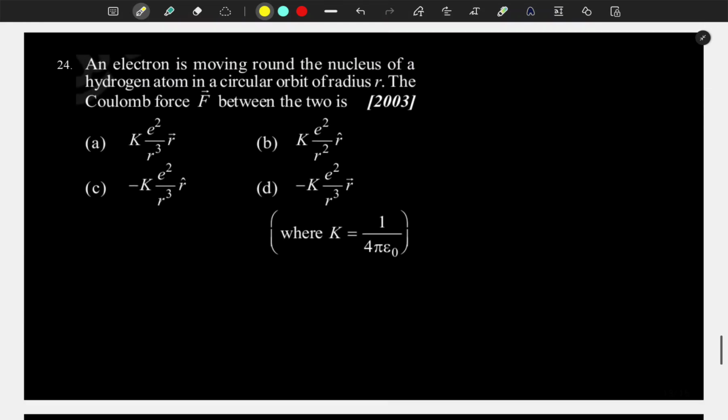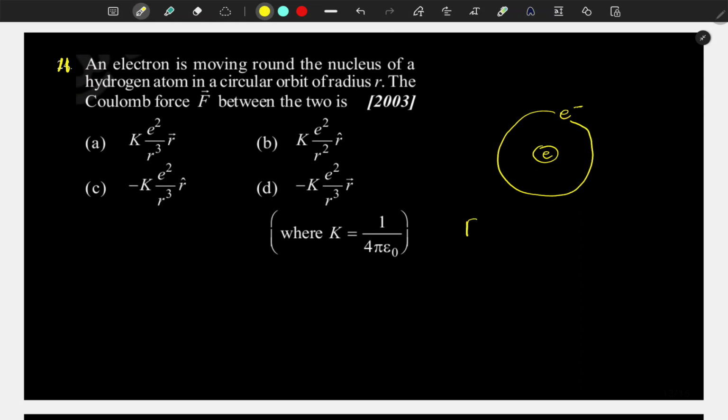An electron is revolving around the nucleus of a hydrogen atom in a circular orbit of radius r. Actually this is the 11th question. Let me consider here there is a nucleus of hydrogen whose charge is E, and electron is revolving around it whose charge is minus E.